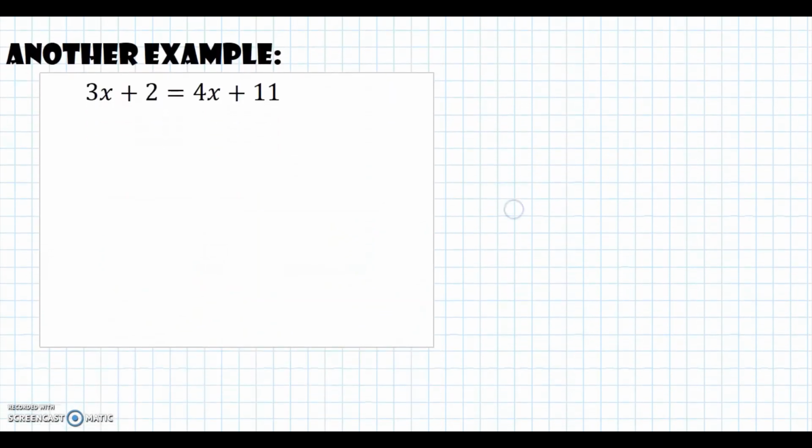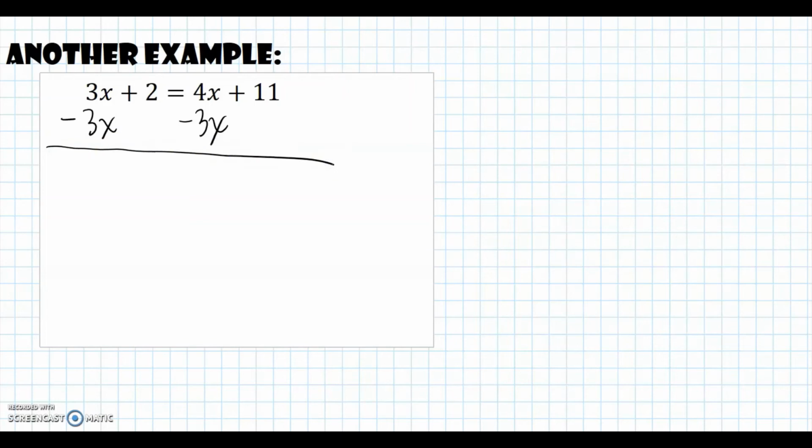Here's another one. A little bit more complicated, and this time we've got all sorts of intermixing going on. And so let's group the x's on one side, the numbers on the other in a couple different steps. I would start this way. And it's not wrong to start another way. But why do I do that step first? To keep my result positive as much as possible. So when I work on the right side, 4x minus 3x gives me 1x, and that's always easier to deal with than a negative x. But it's not wrong if you do it the other way.